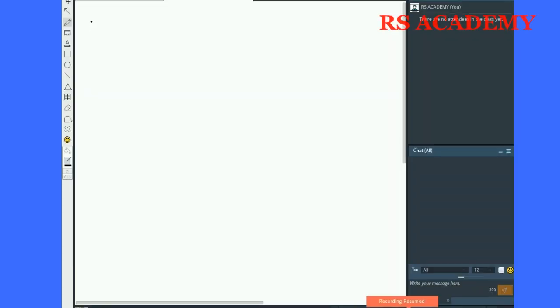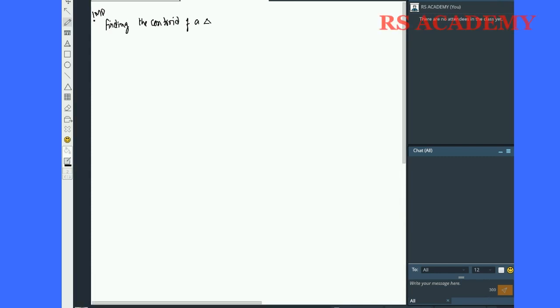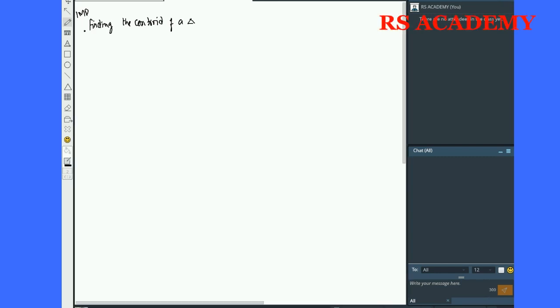Using the same concept, let us find out the centroid of a triangle. Finding the centroid of a triangle. This is an important question. Sometimes it will be asked to find out the centroid or derive the formula for the centroid.